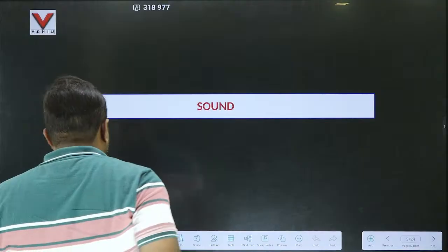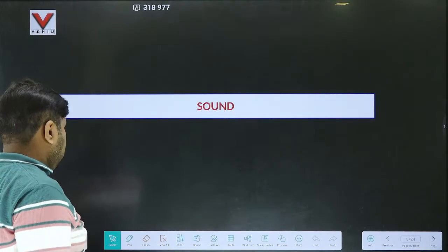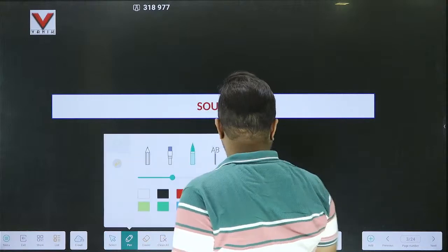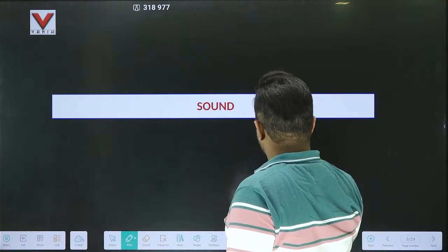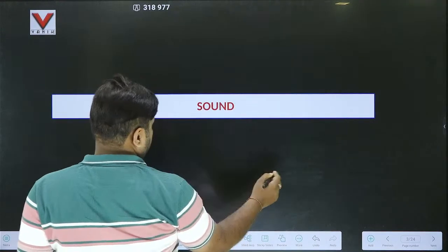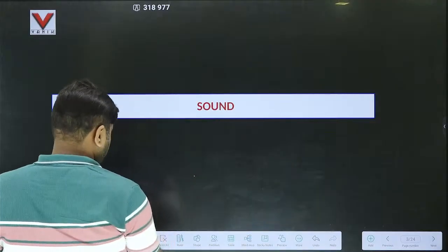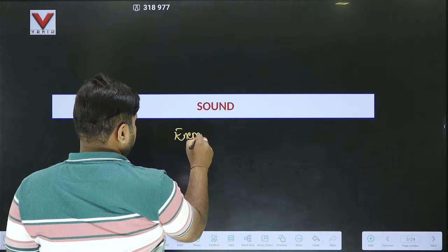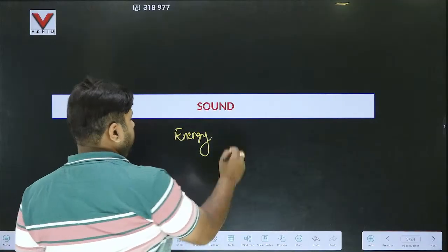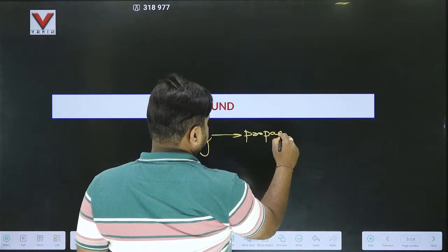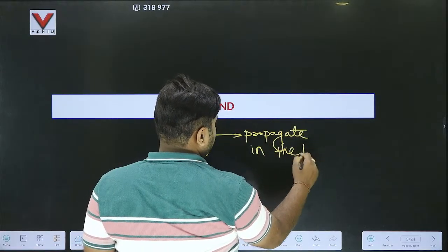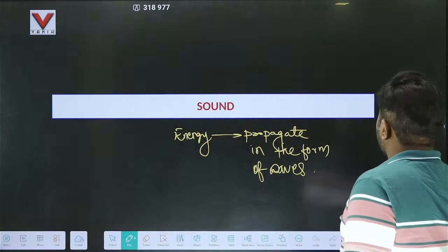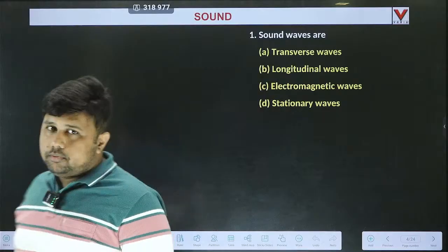Okay, so sound means what do you understand? Sound is actually a type of wave. Sound is an energy. It actually propagates in the form of waves. So the first question: what type of waves are sound waves?